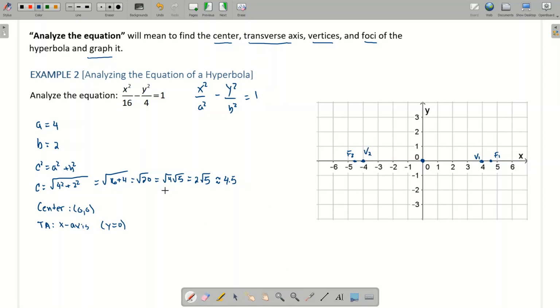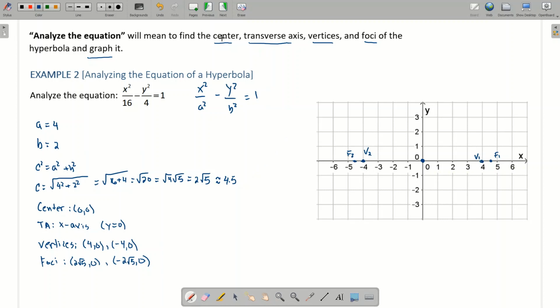Okay. Then, I guess we should write down those things first too. So it says vertices. We said that they were at (4, 0) and (negative 4, 0). Foci are at (2 square root of 5, 0) and (negative 2 square root of 5, 0). We want the exact values there. We don't want to use any of the rounded values.